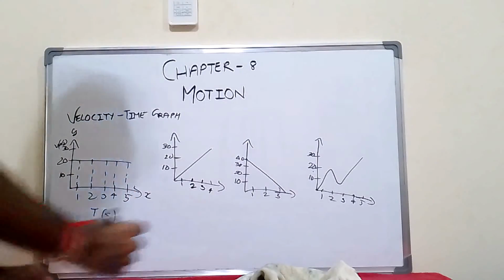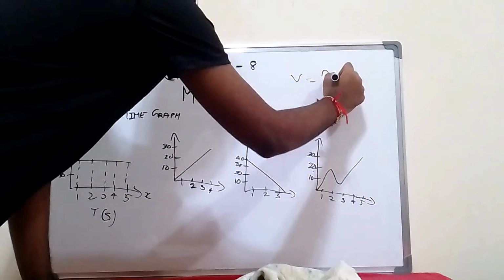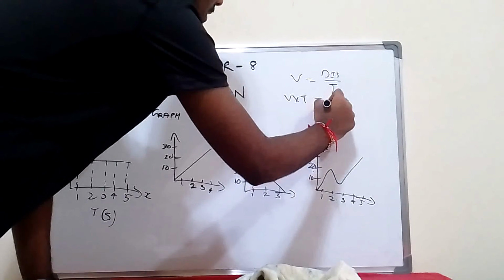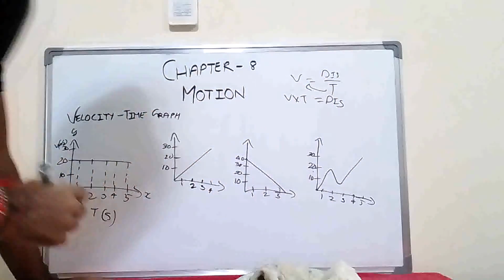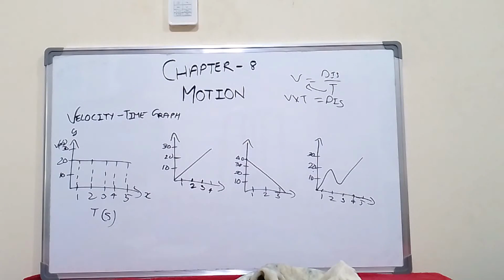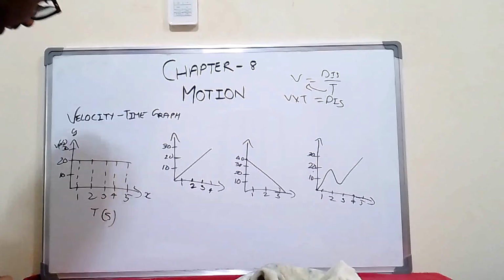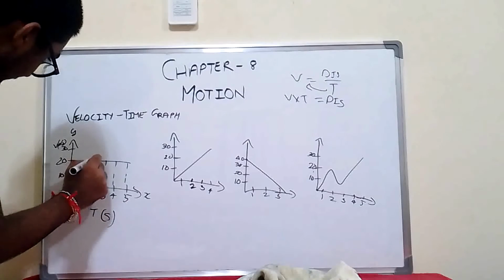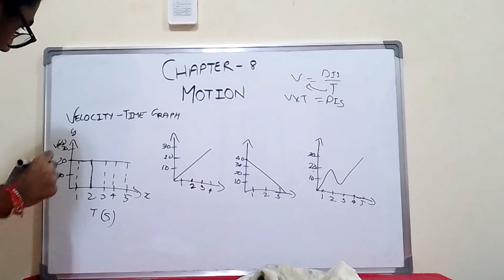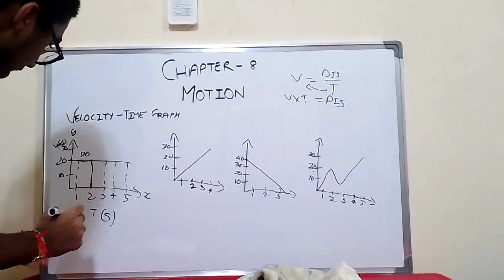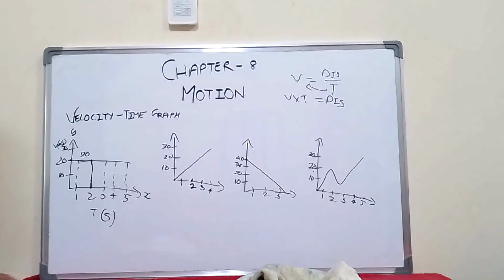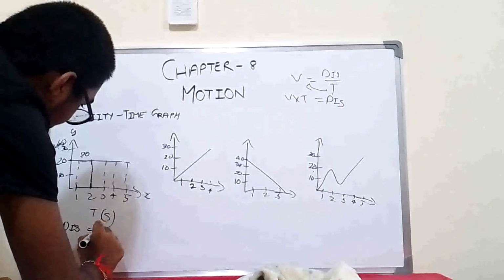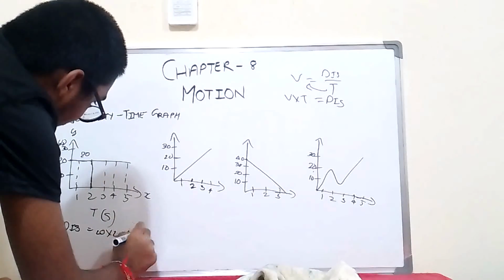What is velocity? Velocity equals displacement by time, which means displacement equals velocity into time. When we take this to the other side, we have to multiply velocity with the time. So we will again draw the line parallel from 2 seconds, and here the line is already parallel. So what is the velocity? The velocity is 20, and it's 2 seconds. So the displacement is equal to 20 into 2 equals 40 meter.